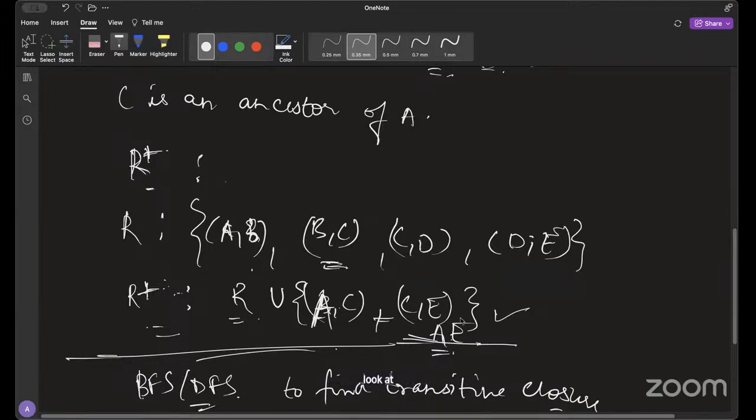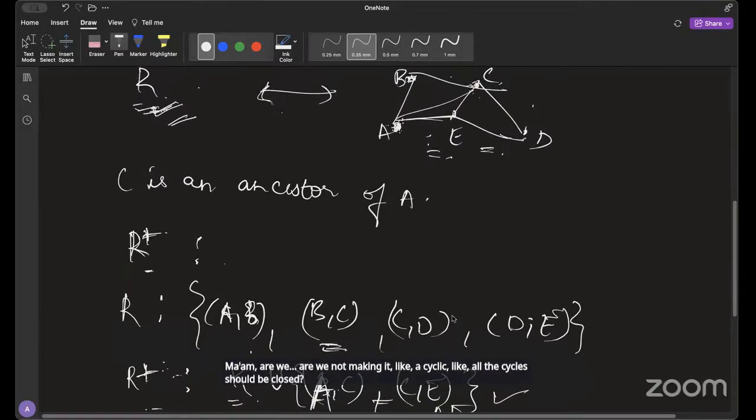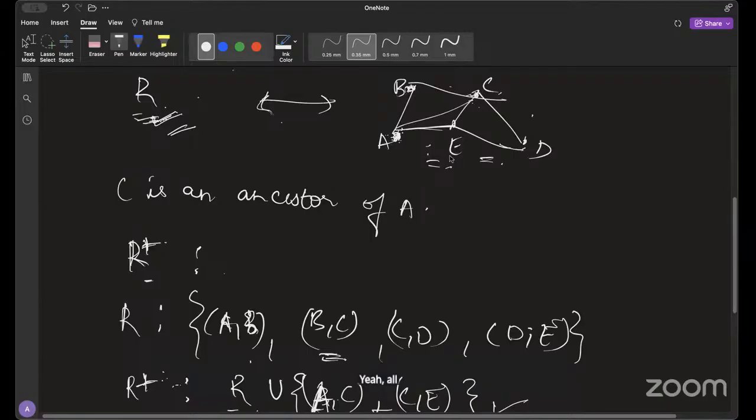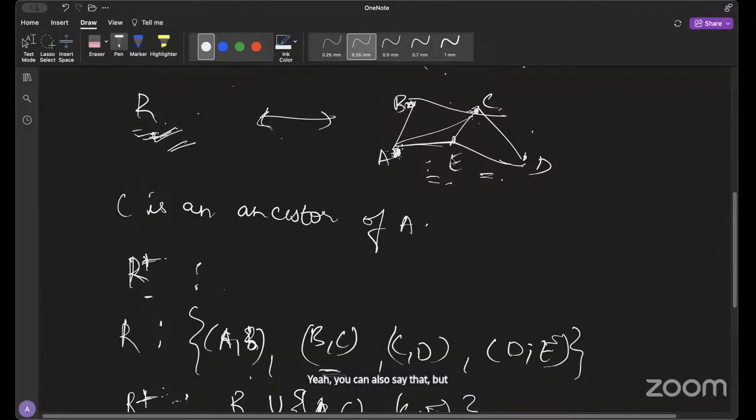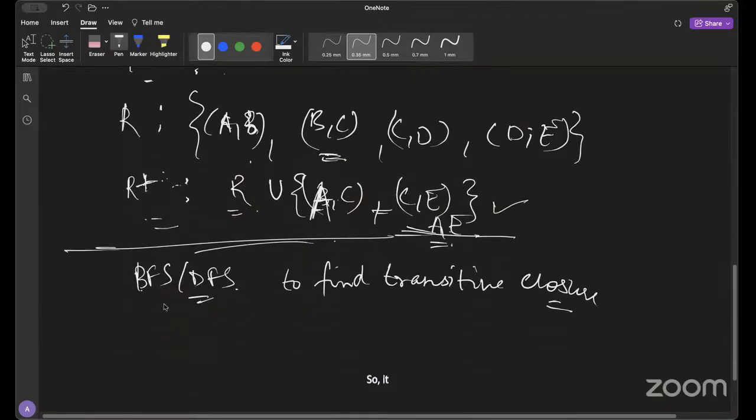Is that all right? Ma'am, are we not making it cyclic, like all the cycles should be closed? Yeah, all the cycles should be closed. That's one way to put it. You can also say that, but if you have to put it in simpler words, it will be, let me just write it here.